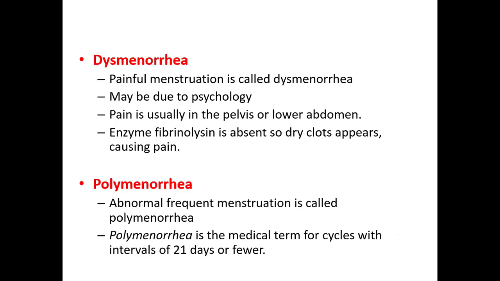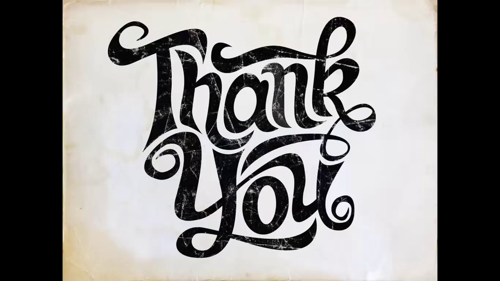There is another condition associated with menstruation. This is known as polymenorrhea, when there is abnormally frequent menstruation. Polymenorrhea is the medical term for a cycle with an interval of 20 or 21 days. If the duration of the menstrual cycle is less than 20 or 21 days, then it is called polymenorrhea.